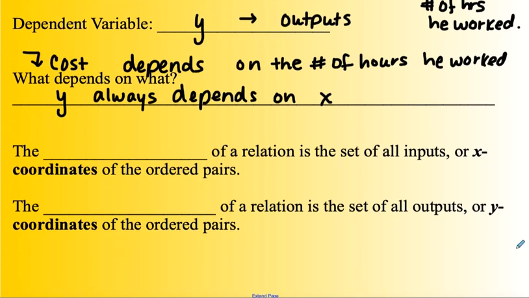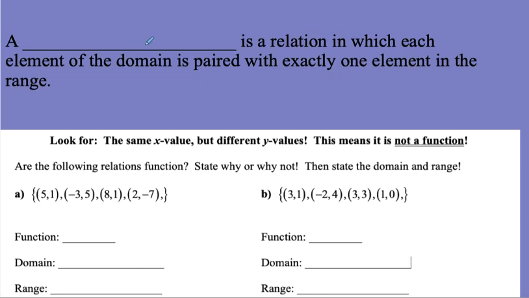All right, so now let's take that one step further. When we're dealing with functions and relations, these x and y's represent something called the domain and range of a function. The domain of a relation is the set of all inputs or x coordinates of the ordered pairs. The range of a relation is the set of all outputs or y coordinates of the ordered pairs. Now we're going to be diving deep into domain and range in a little bit. All right, but let's spend more time talking about what a function is, okay?